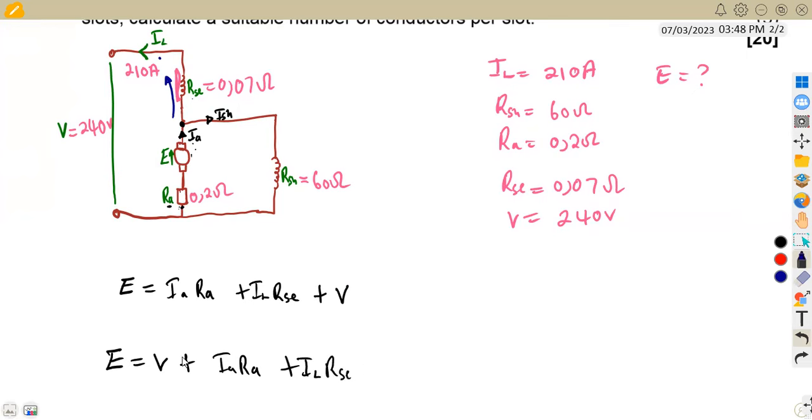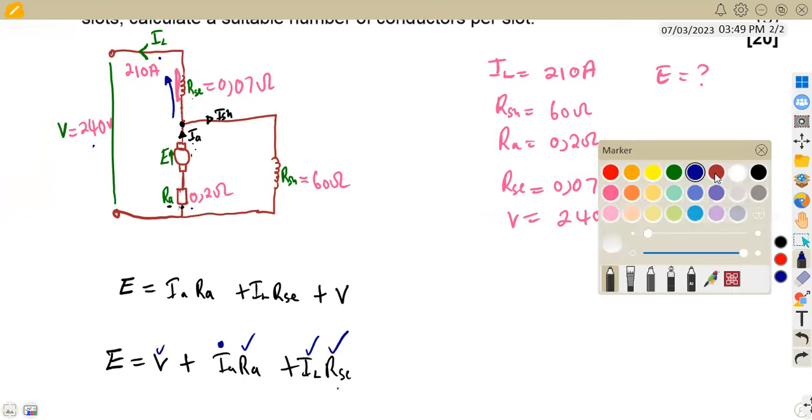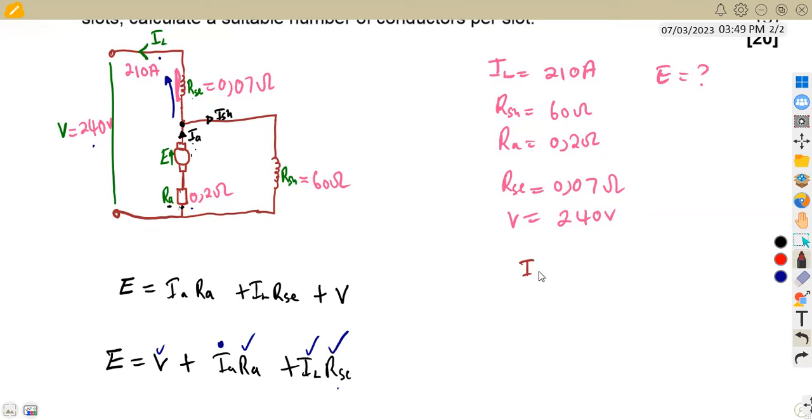So let us check what we have. We have got the terminal voltage. The armature current, we do not have. The armature resistance, we have this. The load current, we have this. The series resistor, we have this. So the only part that is missing from our formula is the armature current. So let us think of calculating the armature current in this case. How can we calculate the armature current?